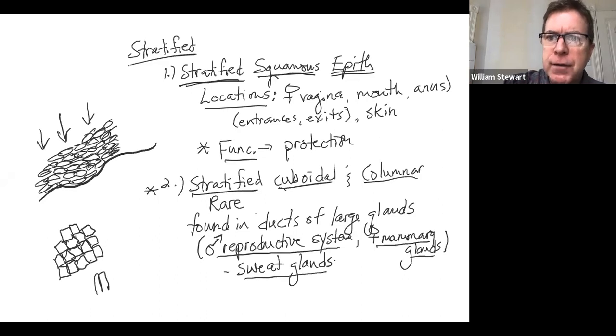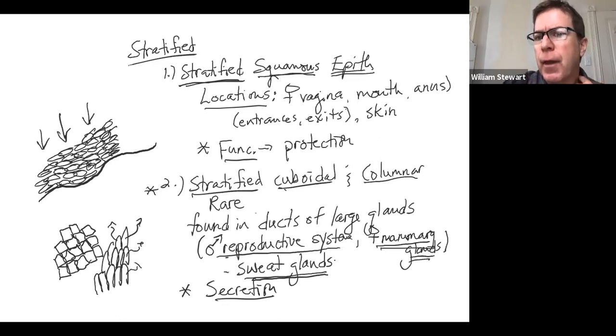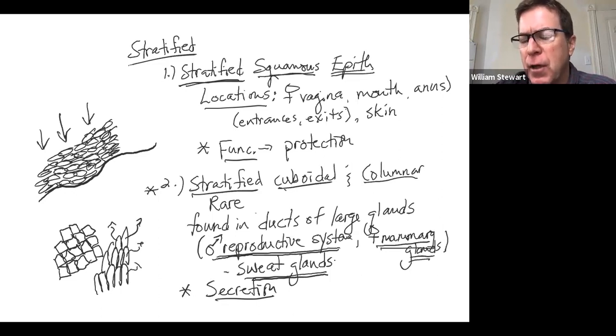Or if it's stratified columnar, there's multiple layers of these tall column-shaped cells, and their typical function is secretion. These cells secrete some sort of fluid, either breast milk in mammary glands, some sort of perspiration or sweat, or from the male reproductive system, it might be prostatic fluid or semen. The semen is just a combination of all different secretions from the male reproductive glands.